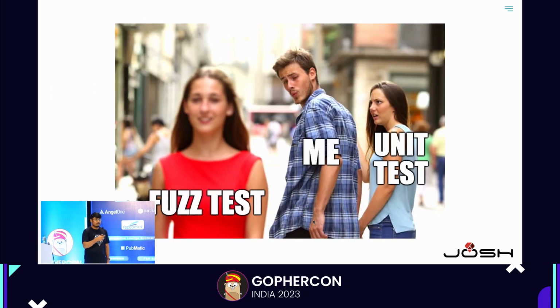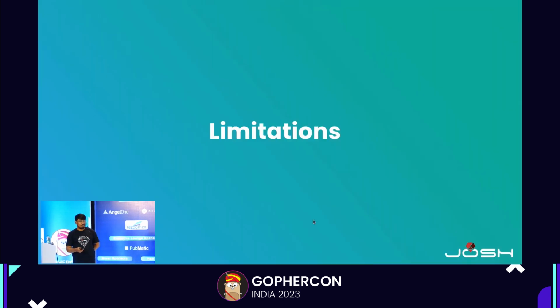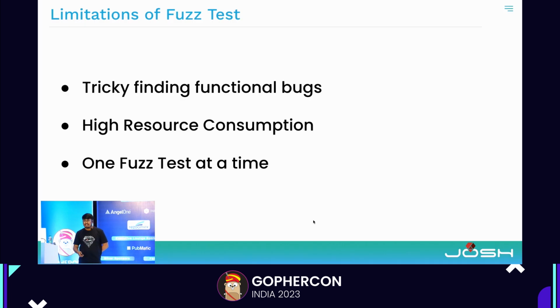Now that we have seen so many good things about fuzzing, does that mean we should neglect writing unit test cases? Definitely not. Because there are certain limitations to fuzz testing as well. Some of them are, it is tricky to find functional bugs because you have to check for invariants and other conditions. And another is, it is a highly resource consuming process because the process is continuously running. It is consuming a lot of memory, a lot of CPU.